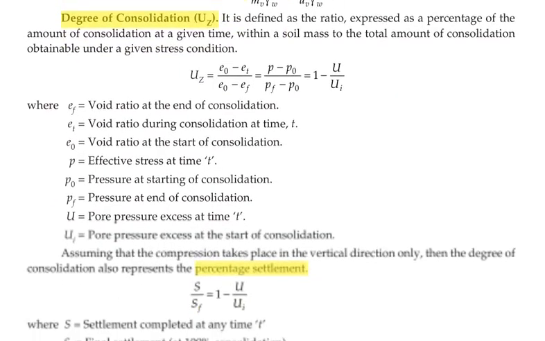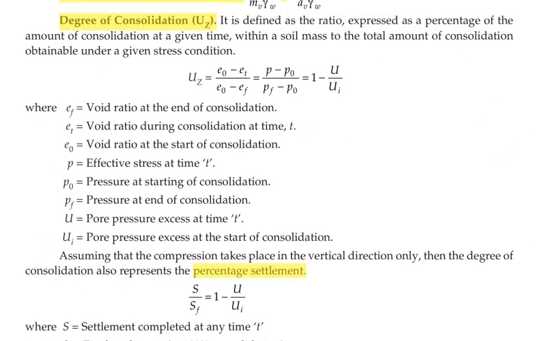Next we are going to see degree of consolidation Uz. It is nothing but the ratio expressed as a percentage of amount of consolidation at a given time within a soil mass to the total amount of consolidation obtainable under a given stress condition. The formula for degree of consolidation U is equal to e naught minus et divided by e naught minus ef, or p minus p naught divided by pf minus p naught, or 1 minus u divided by ui, where ef is the void ratio at the end of consolidation.